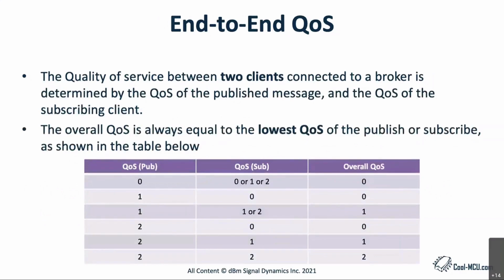So to summarize, the quality of service between 2 MQTT clients that are connected to a broker is determined by the QoS of the published messages and the QoS of the subscribing clients. The overall QoS is always equal to the lower of these two, as shown in this table.